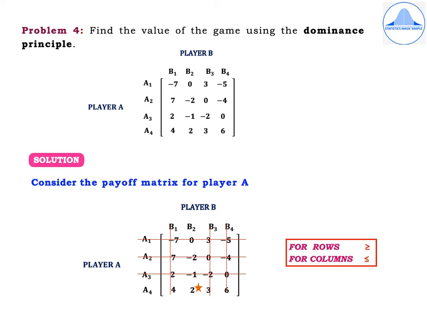Next, you compare B2 with B4. So when you compare B2 with B4, you see that minus 2 is not less than minus 4, whereas 2 is less than 6.